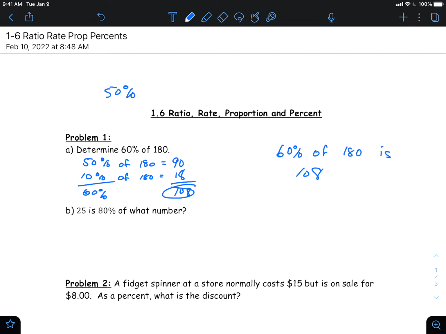Now I think some of you are probably doing what in your calculators? 0.6 times 180, and that should come out to be 108.